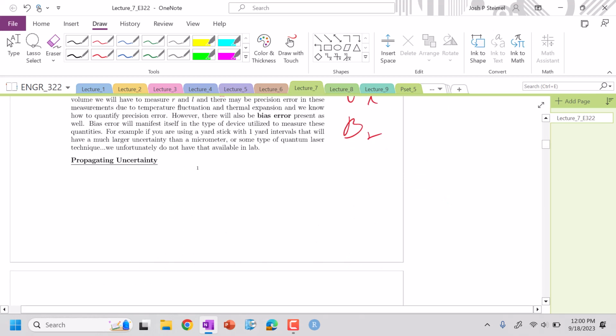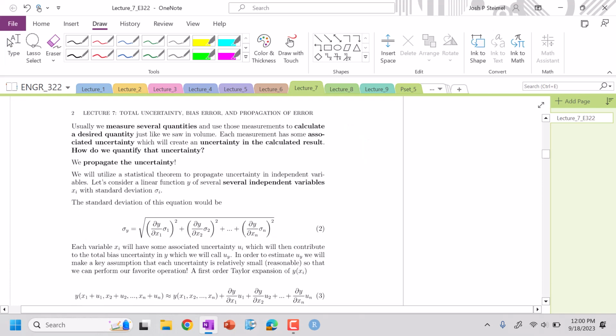Well, one of the things that we're going to have to do is propagate our uncertainty. And this is of particular importance for our bias error. So when we measure several quantities and we want to calculate some desired quantity, and each measurement has some associated uncertainty, they're going to create uncertainty in the calculated result. So we have to propagate that uncertainty.